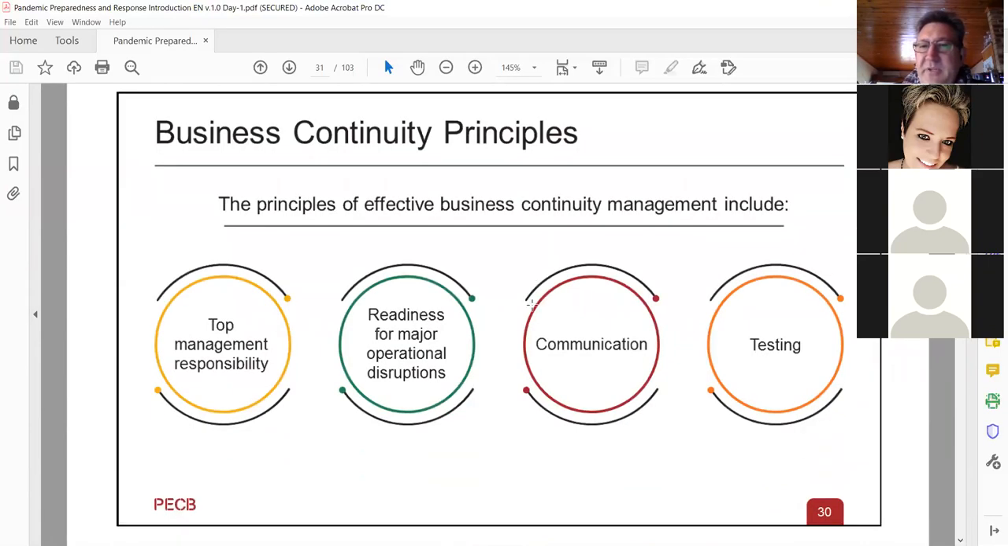So, business continuity principles. We're looking here at the principles of effective business continuity management, which include, firstly, top management's responsibility. The second one, the readiness for major operational disruptions. Are you ready for that? Can you survive at 50% of your production output? Can you survive like the liquor environment and the tobacco environment that has absolutely no sales globally? Absolutely none. Can you survive? And can you survive in the whole value chain? Not only as a producer of whiskey or anything, but also the man here on the corner who has a liquor store. Can he survive in his business to make sure that he's ready for operational disruptions?